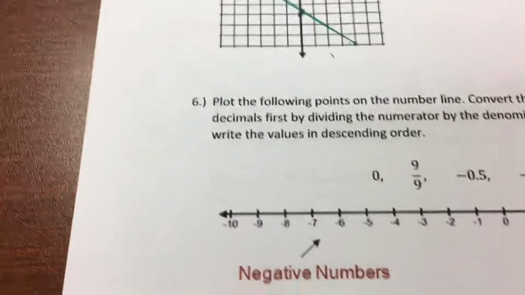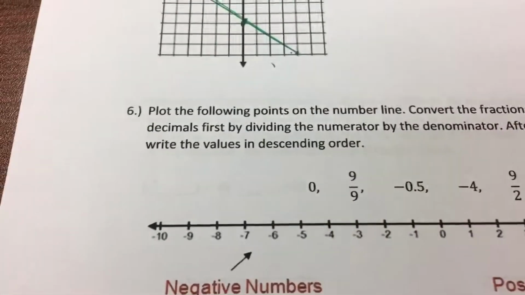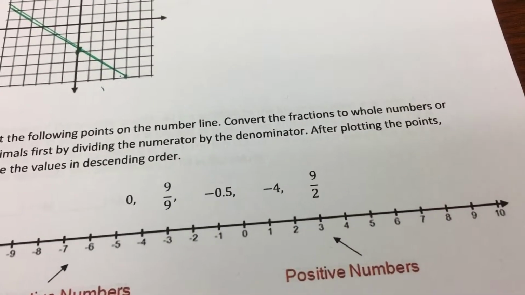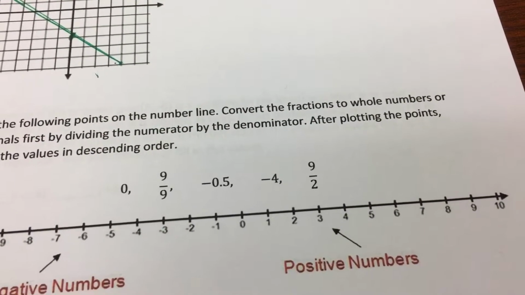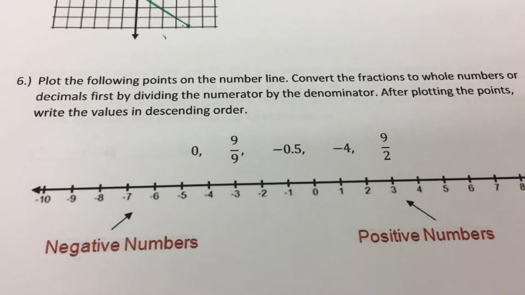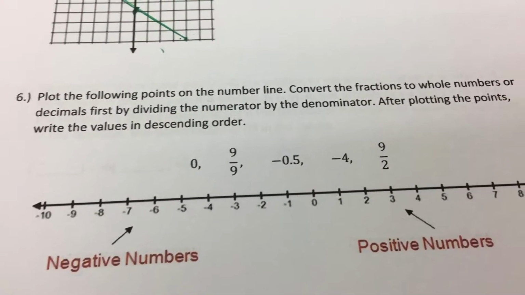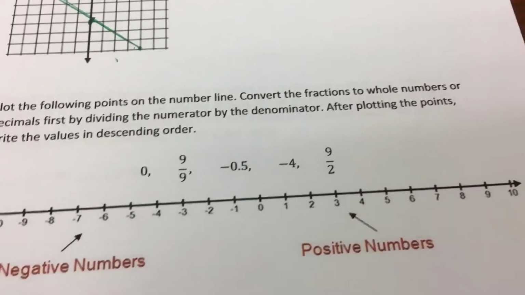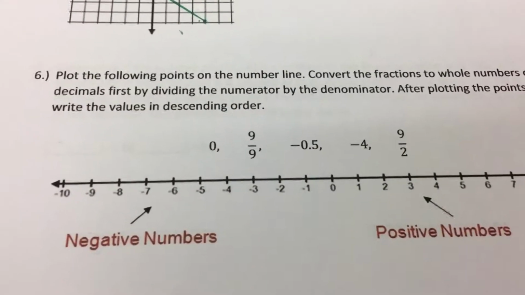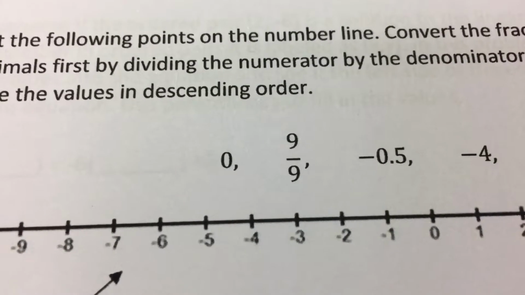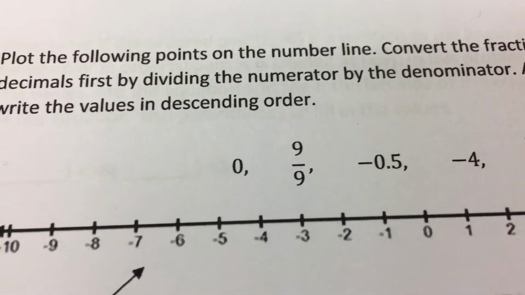Okay, number 6, this. Plot the following points on a number line. Convert the fractions to whole numbers or decimals. And it says first you do this by dividing the numerator by the denominator. After plotting the points, write the values in descending order. So you're going to take like 9 over 9 and divide that. You get 9 over 9 is 1.